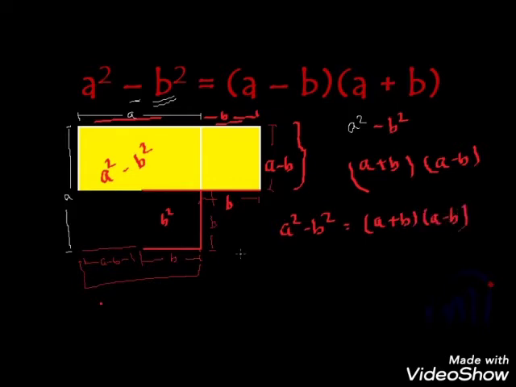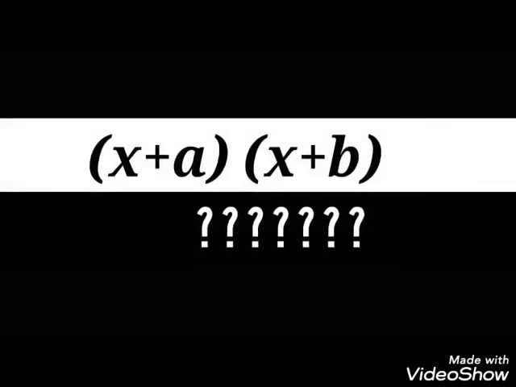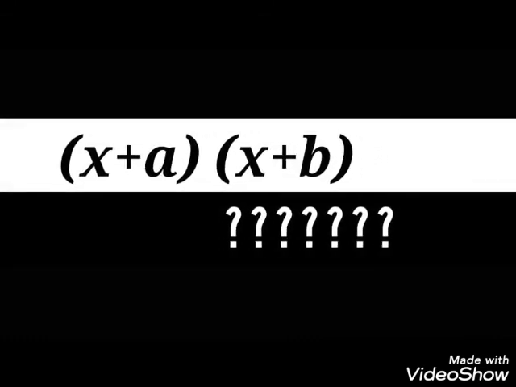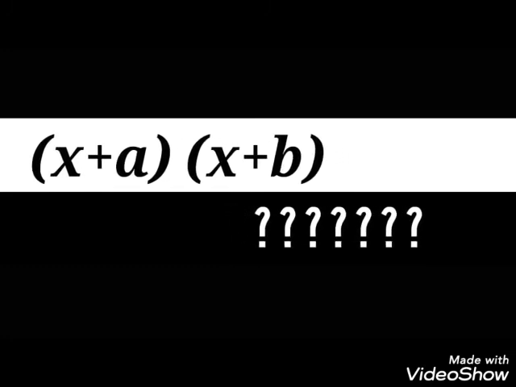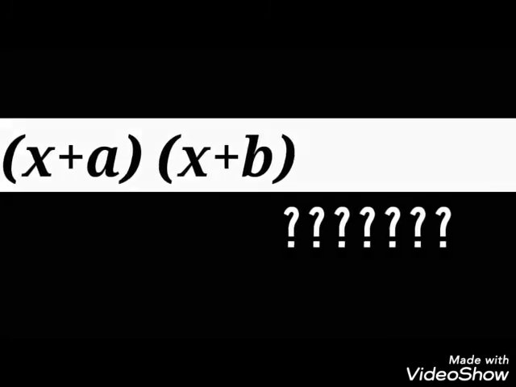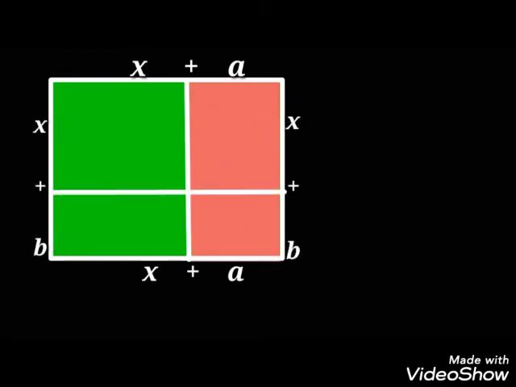Hey students, today we are going to discuss how x plus a into x plus b is proved geometrically. First, I took a rectangular sheet. Now I divided length into two parts and breadth also. Now the rectangular sheet is divided into 4 parts. Now we will find the area of all the boxes inside the rectangular sheet.